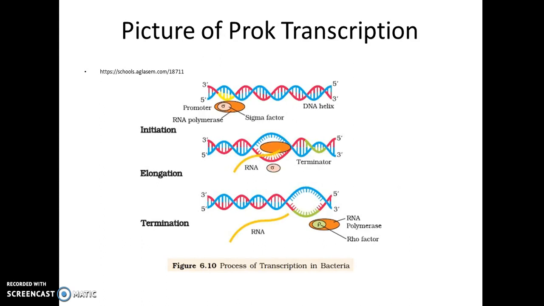Here's a picture of prokaryotic transcription. We have initiation, in which the RNA polymerase lands on the promoter. It opens it up about 10 bases at a time and produces the mRNA. Beautiful. Now, as this happens, a ribosome can attach to the mRNA and start producing proteins in translation.